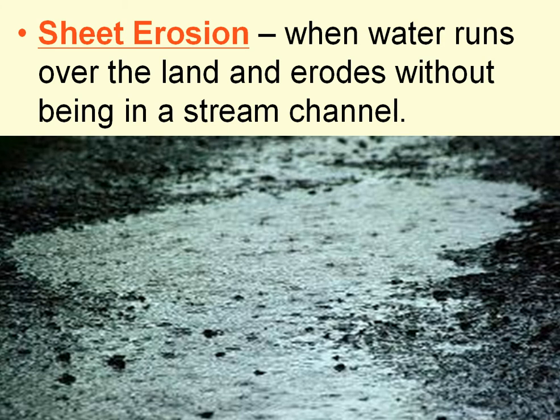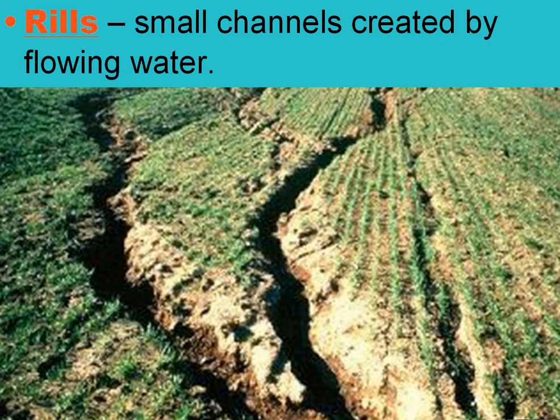Sheet erosion is when water runs over the land and erodes without being in a stream channel. So if you had a lot of rain, this happens first, where it's just like a wall of water going over the surface. It's just everywhere. Now eventually it's going to do some erosion. It's going to move some materials, and it's going to start to form small channels called rills. So no one would call this a river by any stretch of the imagination. But as the water flows through it, it's making these channels, and they call these rills.